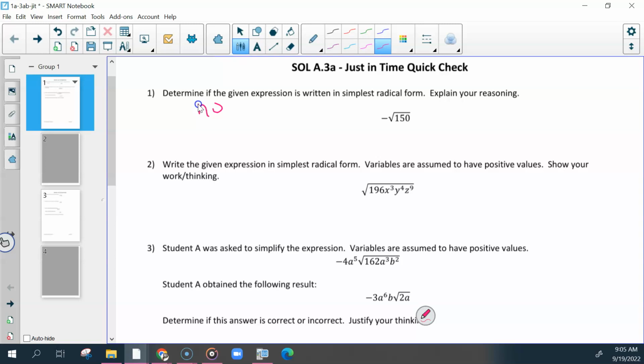Or how they would do that if you didn't get that one. Otis, go ahead. 150 is broken up into 25 and 6. Okay. And then 25 is broken up into 5 and 5, and 6 is broken up into 3 and 2. Okay. So then from there, what would we do?